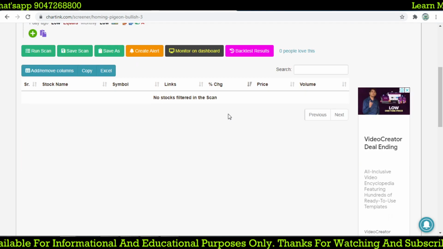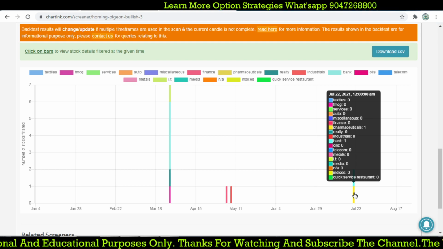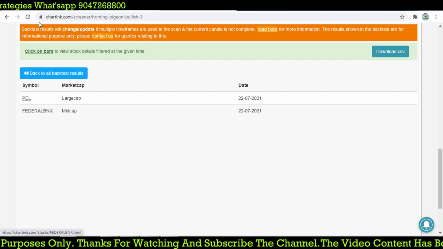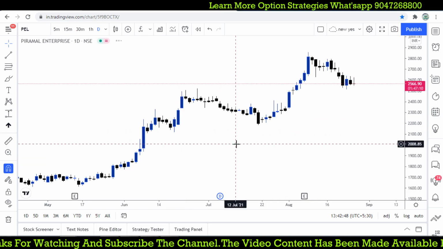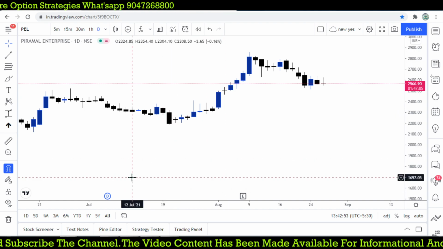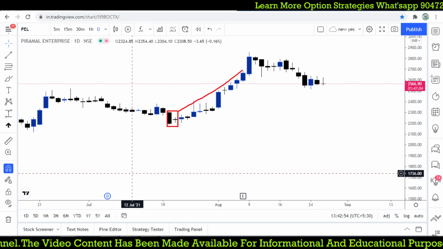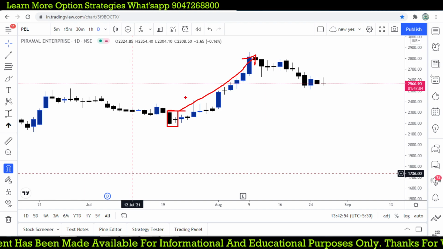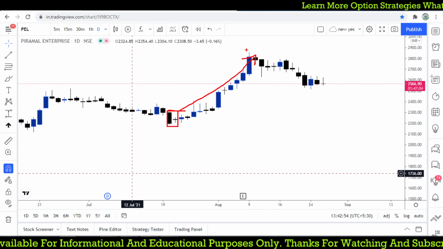So if you scan, you may find on 22nd July two stocks, one is PEL and the other Federal Bank. Let's study PEL. On 22nd July, I think this is perfect, where there is a breakout, a bullish reversal. Now the market is at 2008, somewhere around 2400, and the market moves towards 2800. That is a great candlestick pattern.